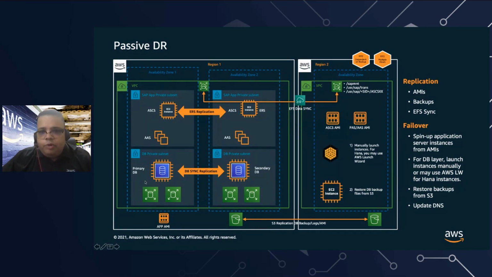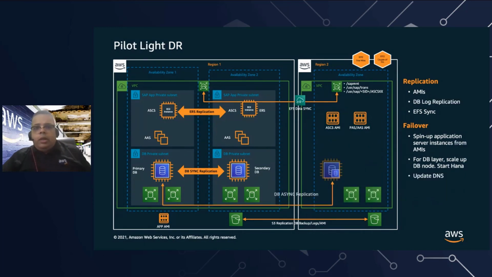For the database, you have two options. In case of a disaster, install HANA manually, or use our AWS Launch Wizard, which I'm going to focus on today, to provision the infrastructure and install the database. Right? In the pilot light DR, we have a small instance provisioned in the secondary DR side, to which the primary database is replicating using asynchronous mode of replication.